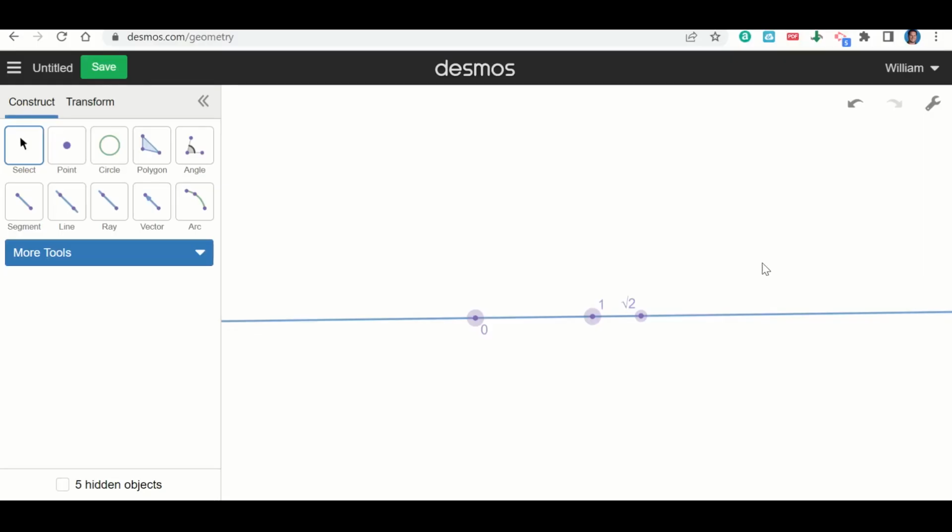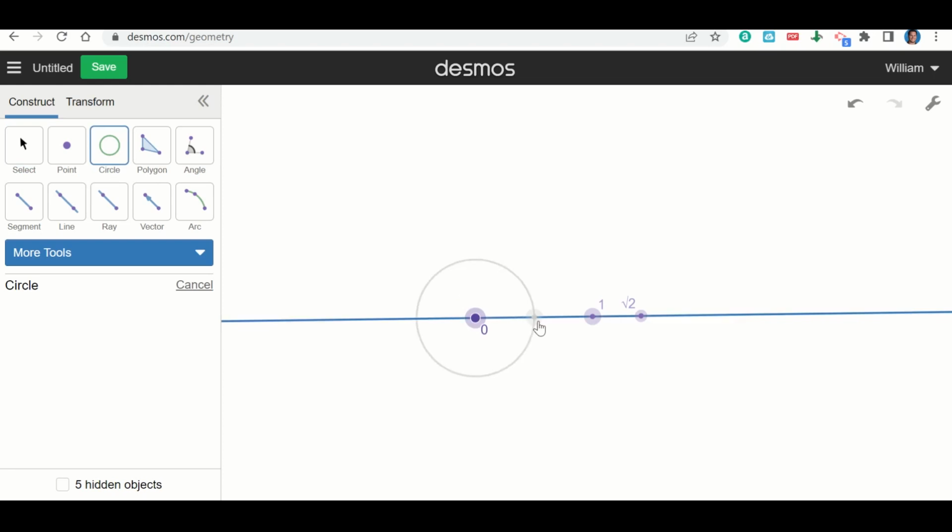Let's talk now about how to construct a negative square root on the real number line. So in this one we're going to create negative square root of 2. So nice thing is we've already constructed square root of 2. So from that now, if we can just copy it over to the other side, we'll have negative square root of 2. So what we're going to do is, we're going to use the circle tool.